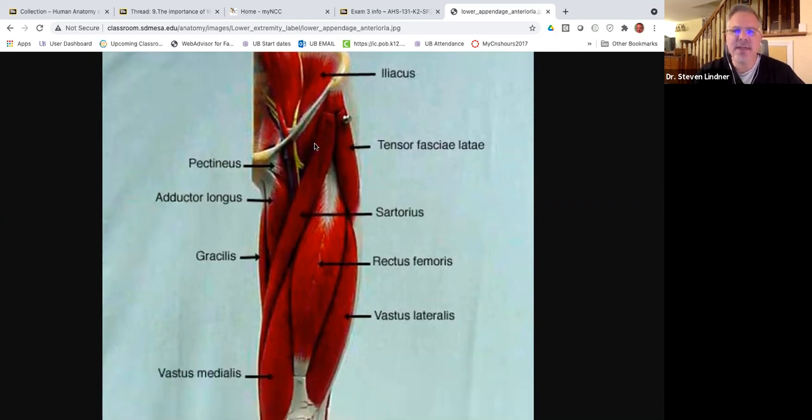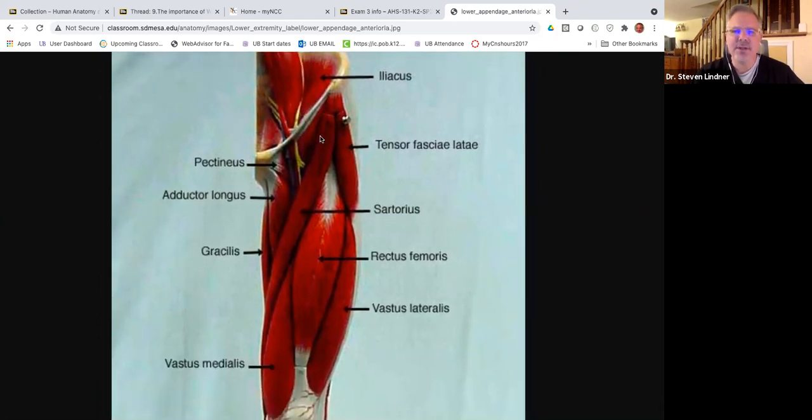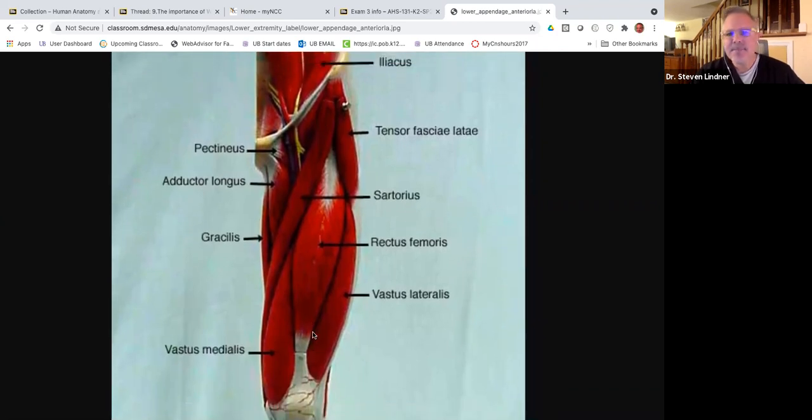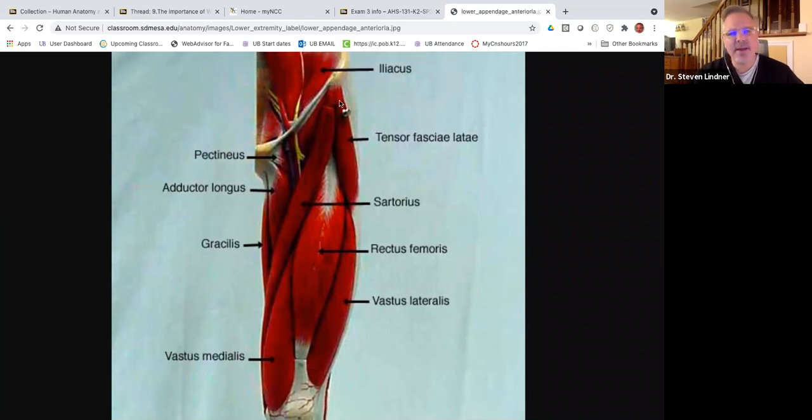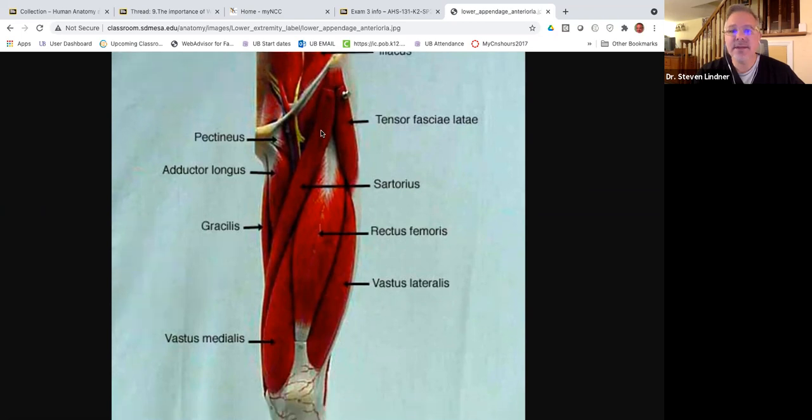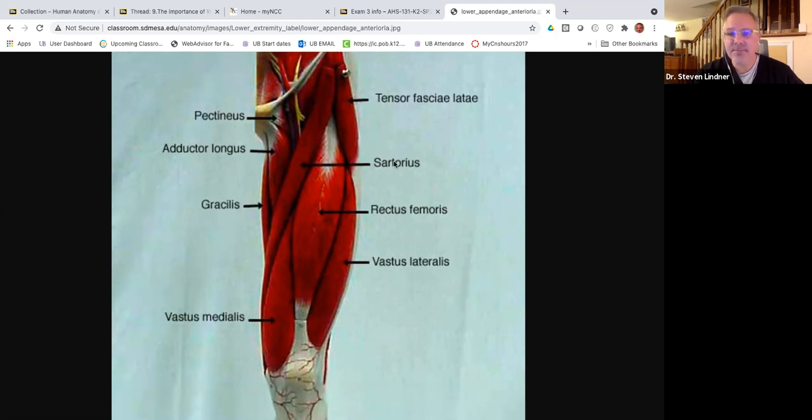Now let's look at what we can see superficially here in front of the thigh, where the femur is. So here's the ASIS, the anterior superior iliac spine, and you can see this upside down V right here. There are two muscles that originate on the anterior superior iliac spine. One is the longest muscle in the body, called the sartorius.